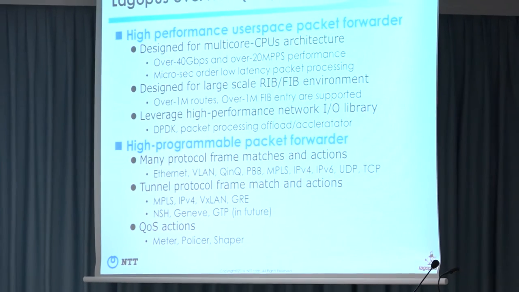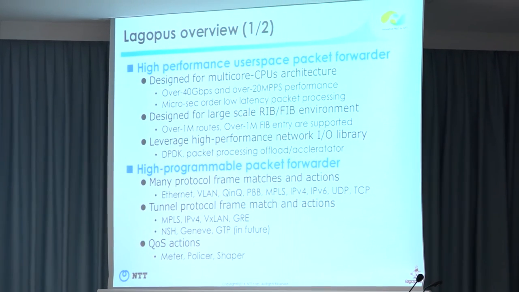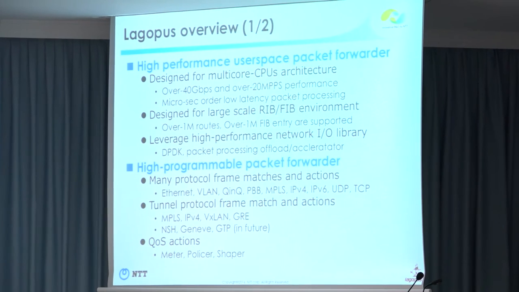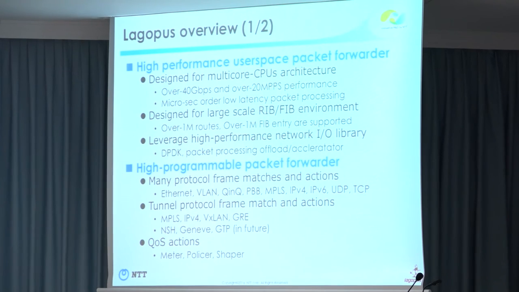So let me introduce our overview of the Lagopus switch. The first one is a high-performance user-space packet forwarder using DPDK. Basically, this software switch is designed for the multi-core CPU architecture. We measured performance of over 40 Gbps and over 20 Mpps. Also, we reduced the packet processing latency for real use cases.